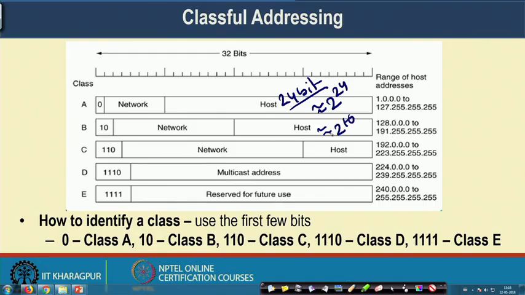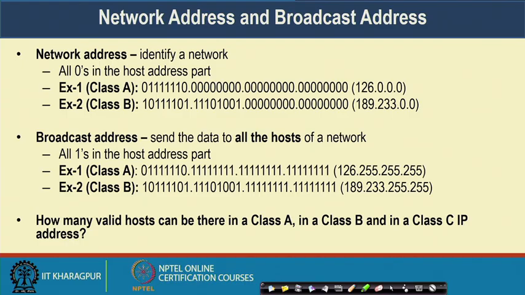In case of class B, you can support close to 2 to the power 16 hosts, because you have a 16 bit host address. In case of class C, you can support close to 2 to the power 8 hosts, because you have an 8 bit host address. Well, the network address is used to identify a network, and the host address part is used to uniquely identify a host inside a network.